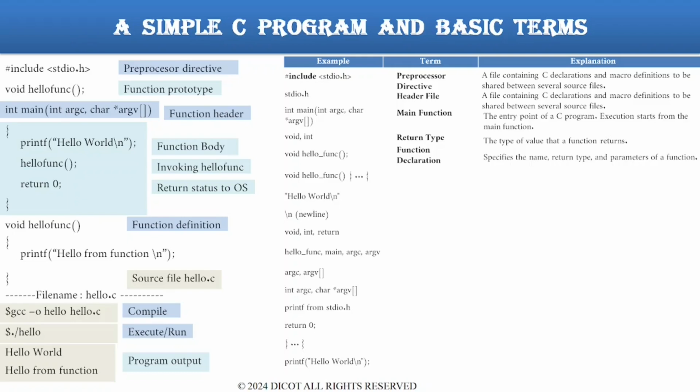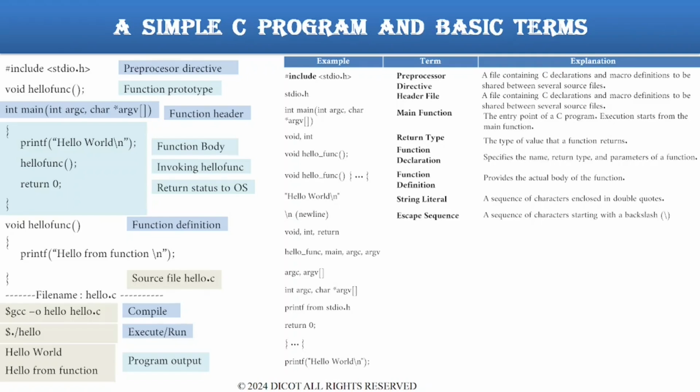Function definition provides the actual body of a function. String literal: a sequence of characters enclosed in double quotes, like hello world enclosed in double quotes. Escape sequence: a sequence of characters starting with a backslash, used to represent special characters. Keywords: reserved words in C that have special meaning, like void, int, return, etc. Identifier: the name given to elements such as variables and functions. hello func, main, argc, argv are all identifiers.